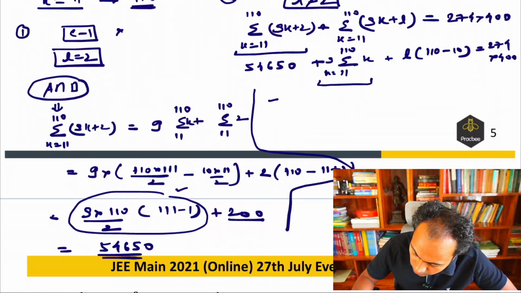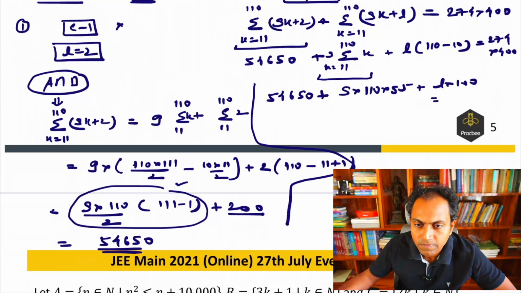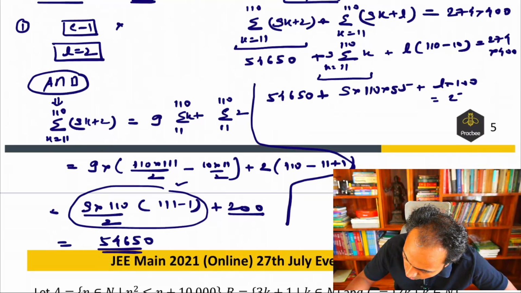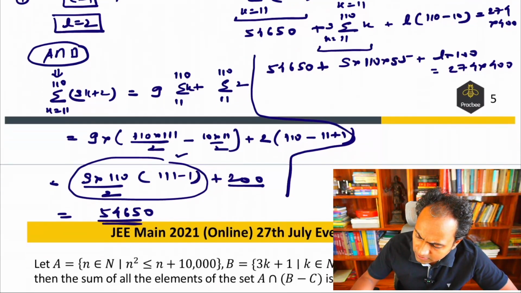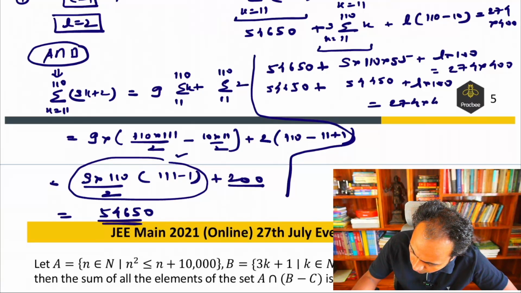Now if I use this result, this becomes 54650. This becomes nothing but 9 into 110 into 55. And this becomes L into 100. And now this comes out to be 274 into 400. Now let us simplify this. So this becomes nothing but 54650 and this becomes 54450. This is L into 100. This is nothing but 274 into 400.